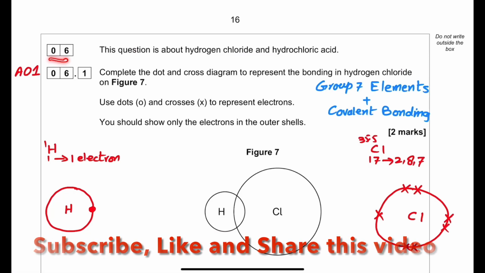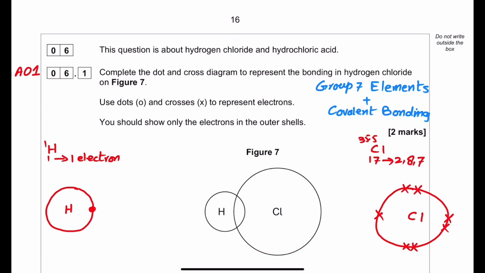Question number 6. This question is about hydrogen chloride and hydrochloric acid. Hydrogen chloride is a gas. When this gas is dissolved in water, it is called hydrochloric acid.